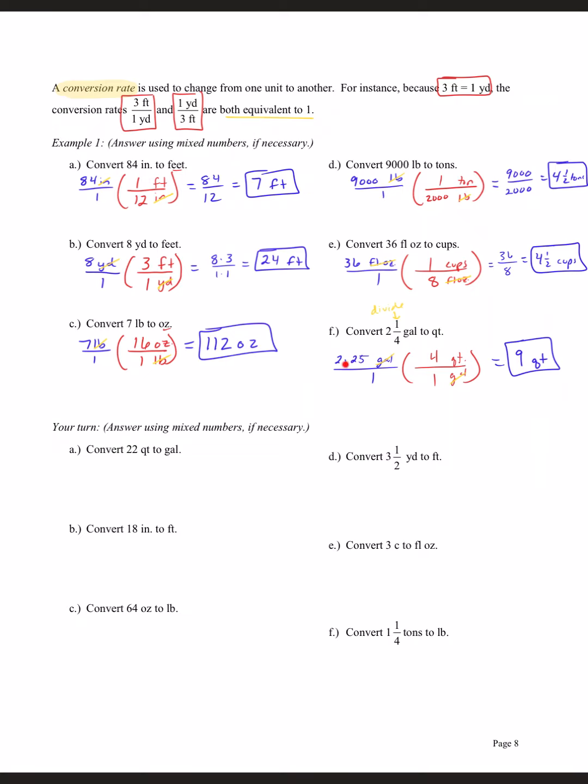Gallons simplify, so we're left with 2.25 times 4 and then 1 times 1. Well, 2.25 times 4 is 9, 1 times 1 is 1, so it's just going to be 9 quarts. Notice how each of these problems, whether they're working with measurements of distance, weight, or capacity, we work through these problems the same way no matter what the units are. And this holds true for any conversion problem you ever have to complete. You can use this process no matter what it is.